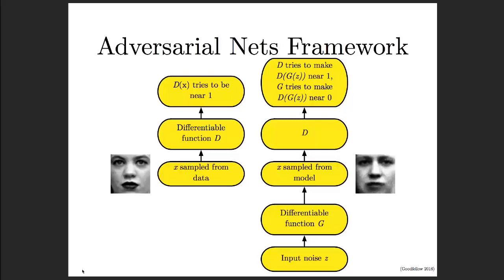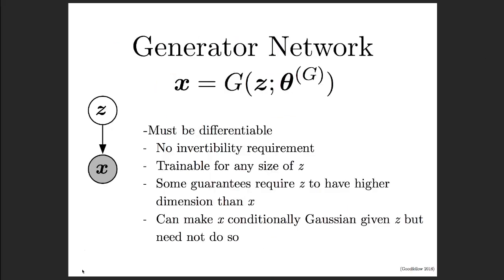Similarly, in this framework, the generator must eventually learn to make samples that come from the distribution that generated the data. So let's look at the generator network in a little bit more detail. We can think of the generative network as being a very simple graphical model shown on the left. There's a vector of latent variable z, and there's a vector of observed variables x.